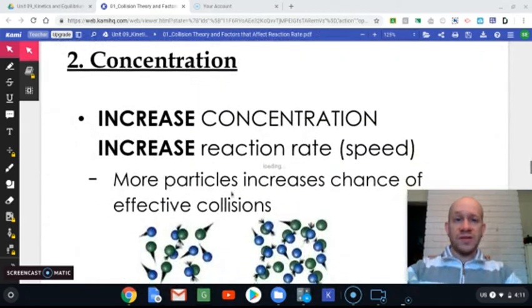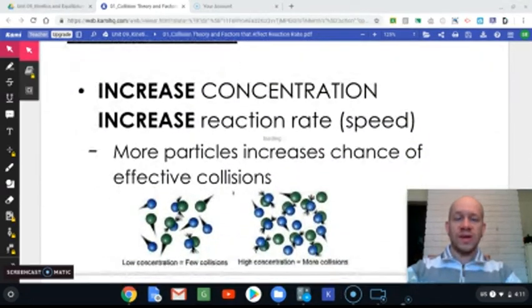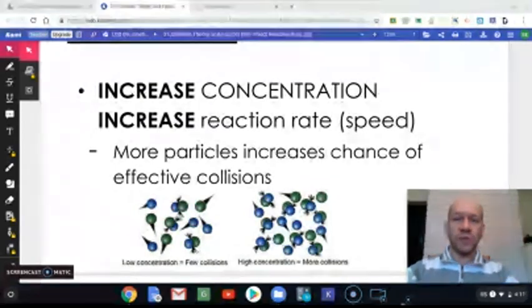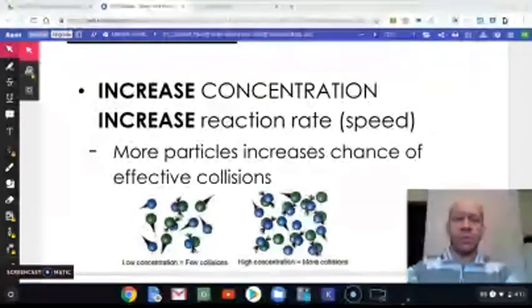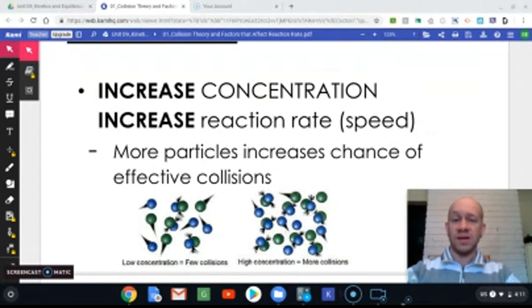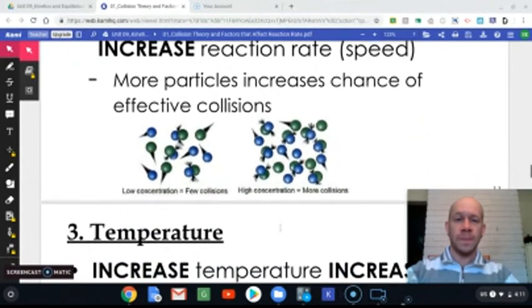The second factor is concentration. If I increase the concentration, I'm going to increase the reaction rate or the speed because more particles increases their chance of having an effective collision. So low concentration means I'm not hitting each other as much. However, more together, higher concentration means more collisions will occur.